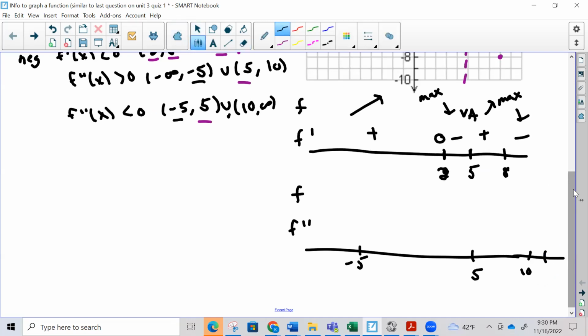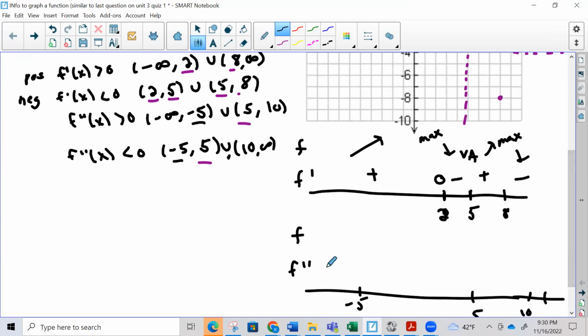So the second derivative is greater than 0, which means it's positive from negative infinity to -5. So it's concave up. And from 5 to 10, it's positive. So it's concave up. From -5 to 5, it's negative. So it's concave down. So this is the point of inflection.